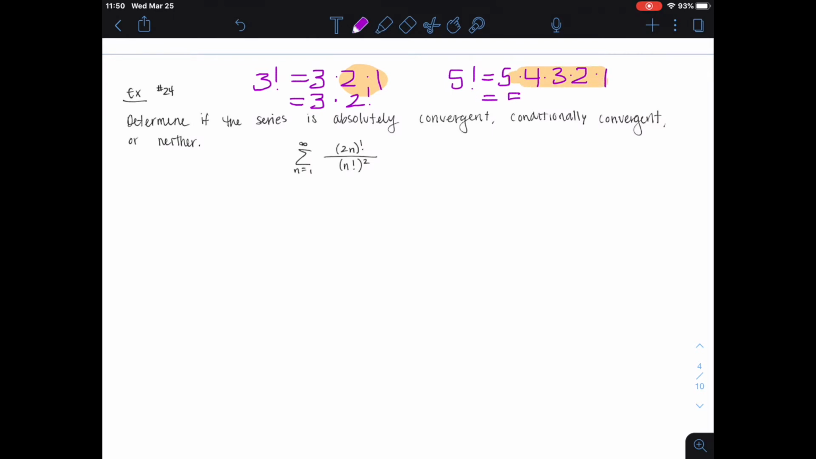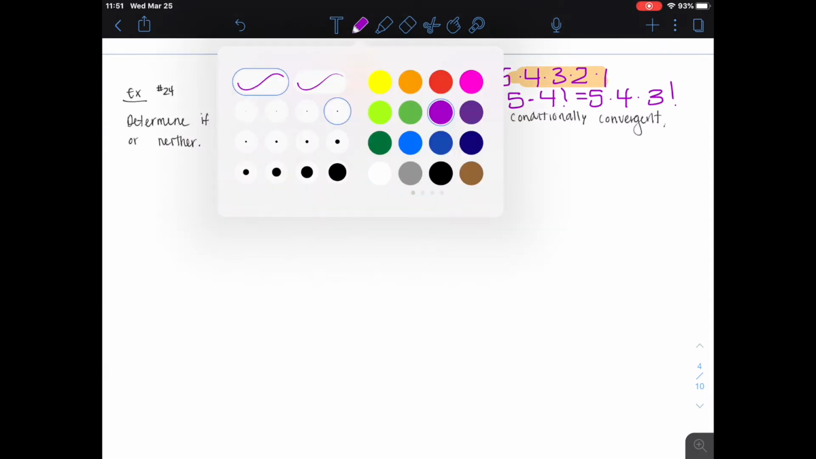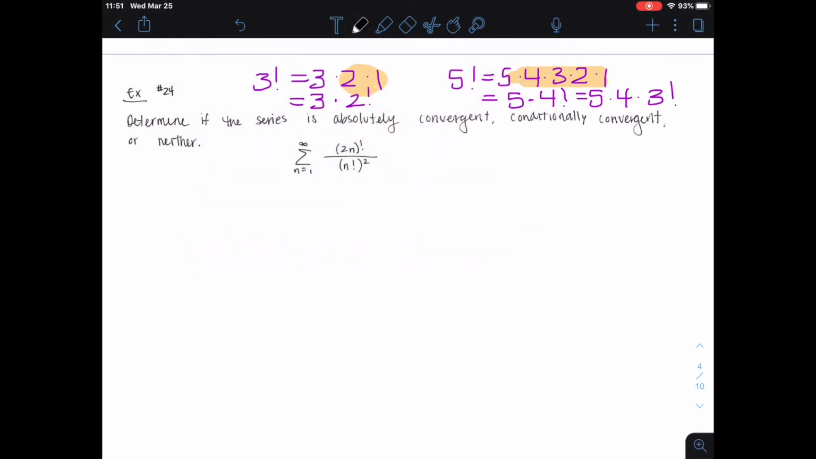So this is 5 times 4 factorial. You can always pull off the top integer and get the next number factorial. You could even write this as 5 times 4 and then pull off the 4 and get 3 factorial. So it's a really nice property with what's going on. Okay? So let's try this together.